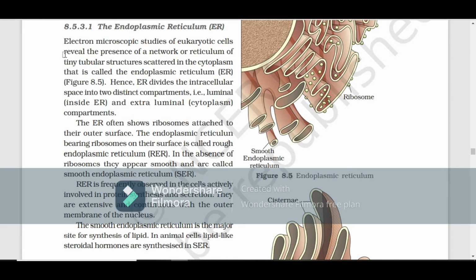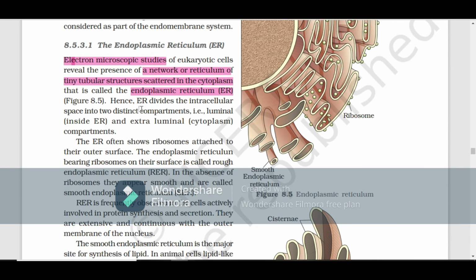the endoplasmic reticulum (ER). The electron microscopic studies of the eukaryotic cell reveal the presence of a network of tiny tubular structures scattered in the cytoplasm called the endoplasmic reticulum. So this electron microscope has helped a lot. Two questions: first of all, around which year was it found? And it helped in studying which part of the cell much better? The cell membrane, yeah. And in which year? It was around the 1950s, right?